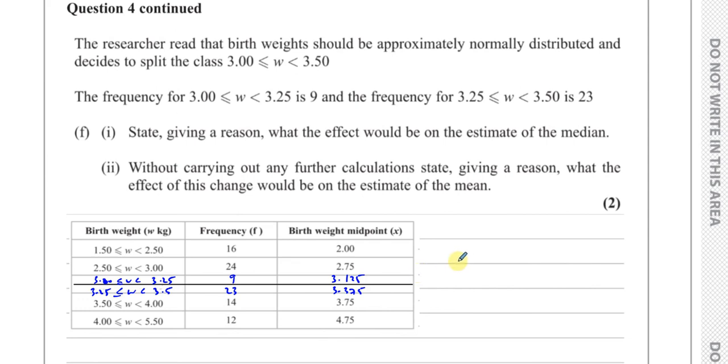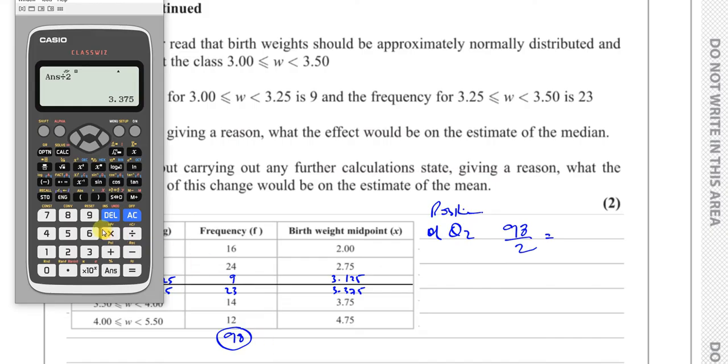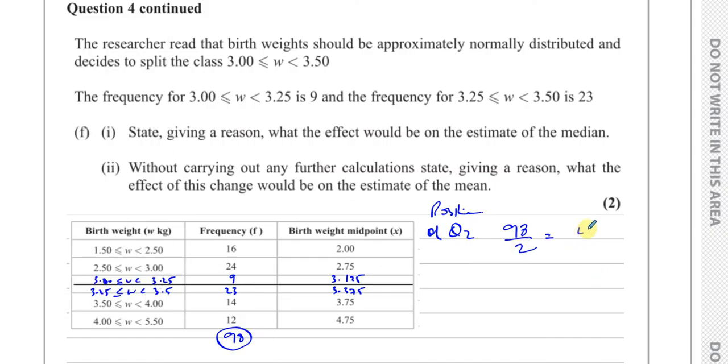What effect will this have on the estimate of the median? Now, Q2, there's still 98 entries. He's just taken those 32 that were before in this group and split them into two separate groups. So the position of Q2 is going to be, as we said, 98 divided by 2, which is 49. So it's the 49th position.